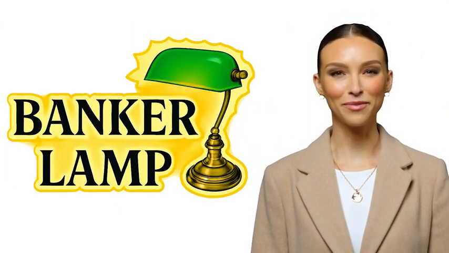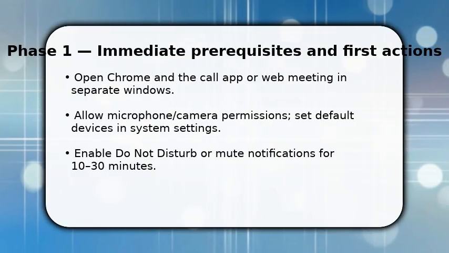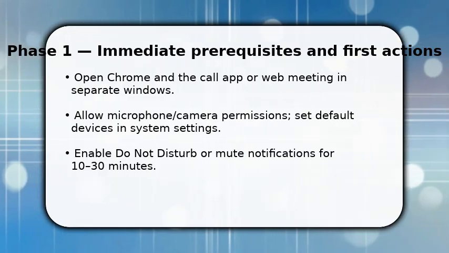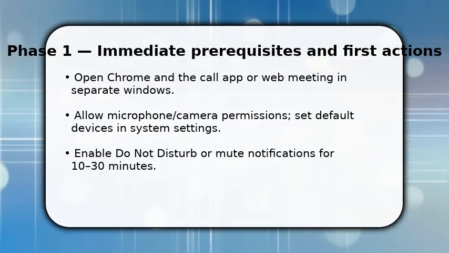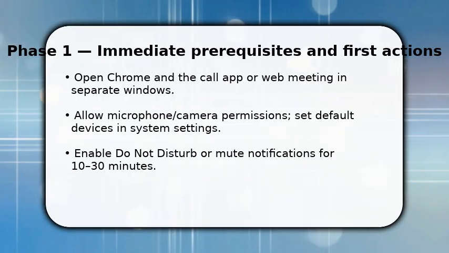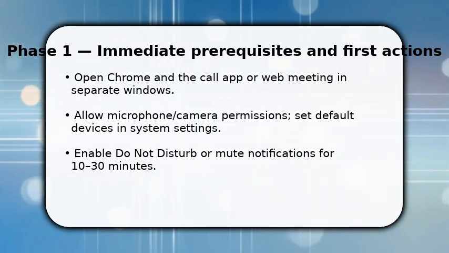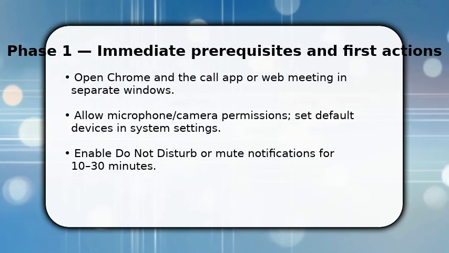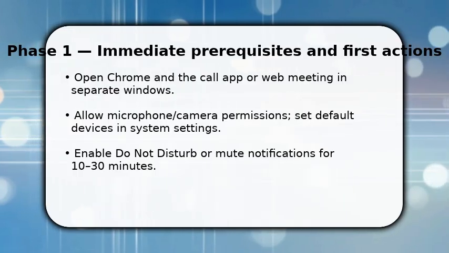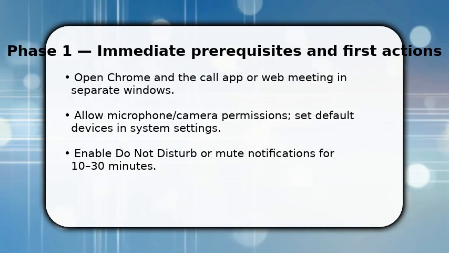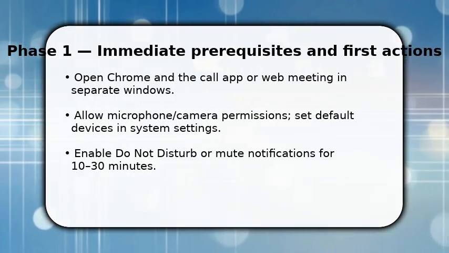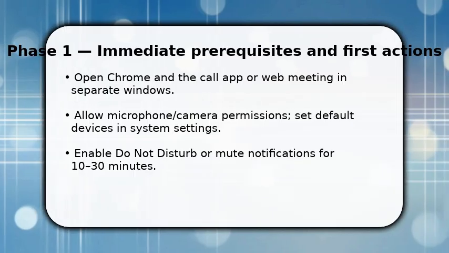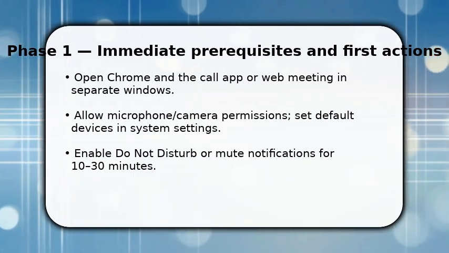Please enjoy the video. You start by getting both tools ready. Open Chrome and your call in separate windows so you can switch without disrupting audio. Grant microphone and camera permissions and make sure the correct input/output devices are selected. This prevents echo or silence. Once done, enable Do Not Disturb or mute notifications for a focused session. This avoids pop-ups during screen sharing.